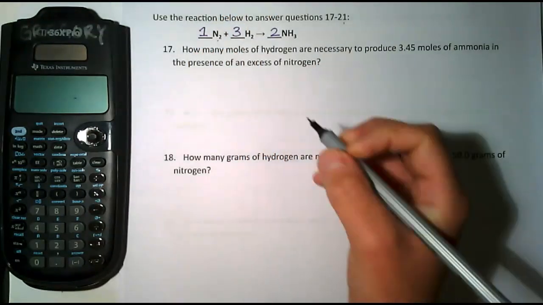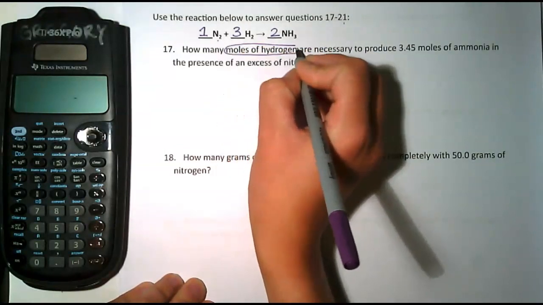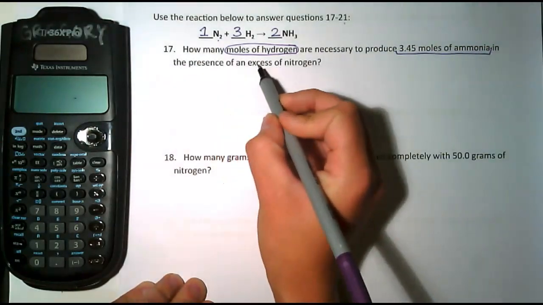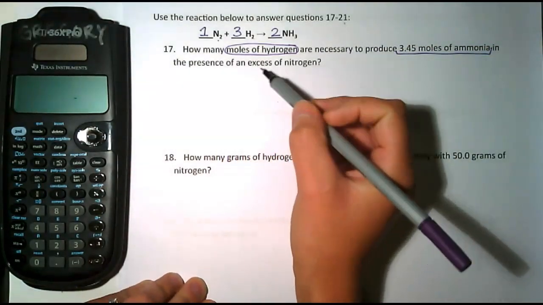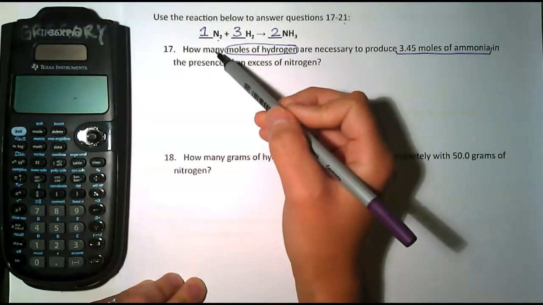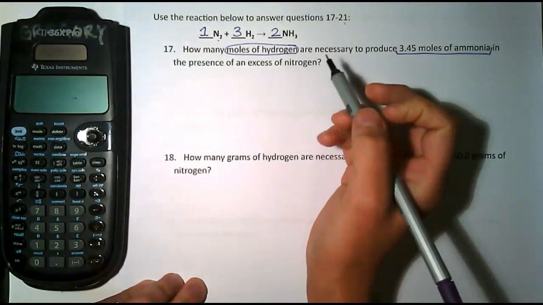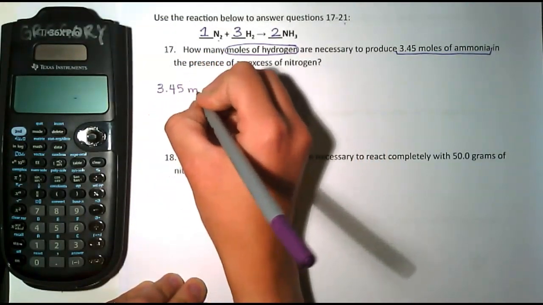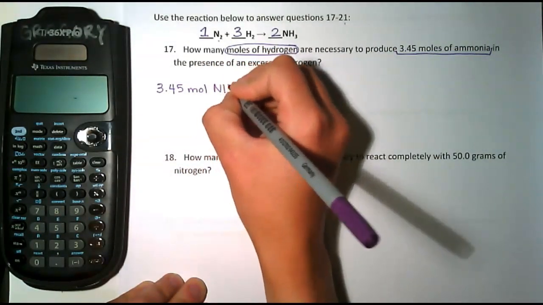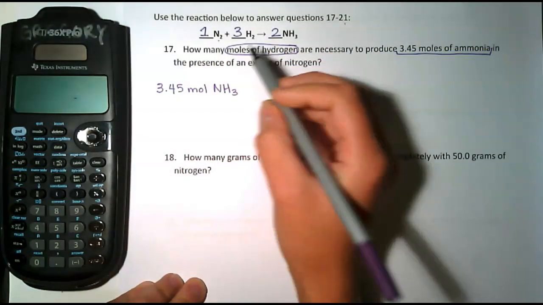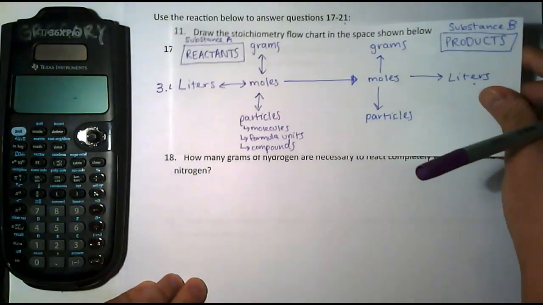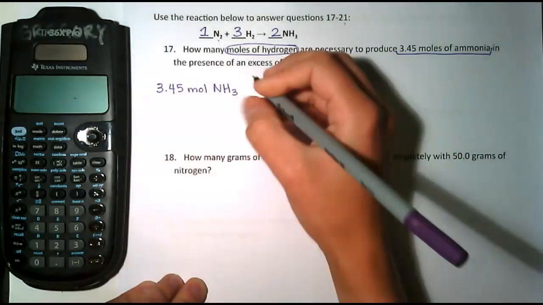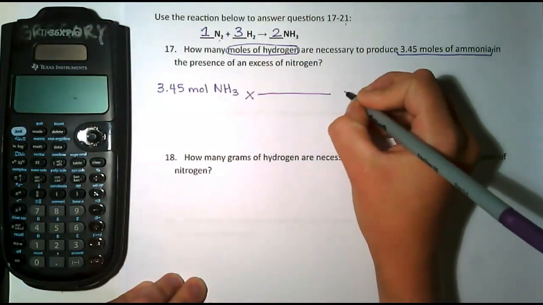So number 17 says, how many moles of hydrogen are necessary to produce 3.45 moles of ammonia in the presence of an excess of nitrogen. So excess just means that we have lots of extra nitrogen. We don't need to worry about how much of it we have. So let's write our given value, 3.45 moles of ammonia, NH3. And we're doing a mole-to-mole conversion, which we said, looking at our chart, is just one single step. So we need one conversion factor, and then we will have our answer.